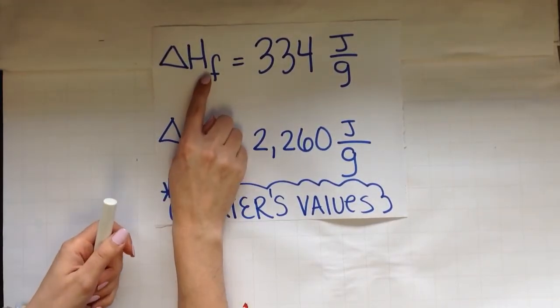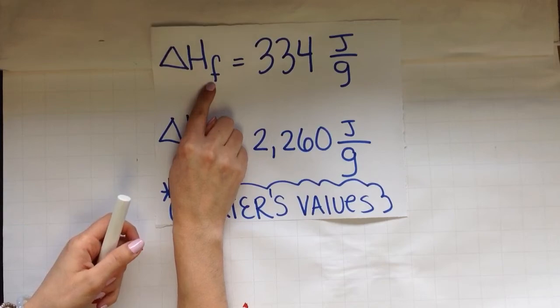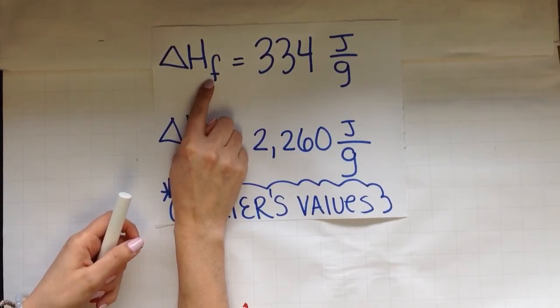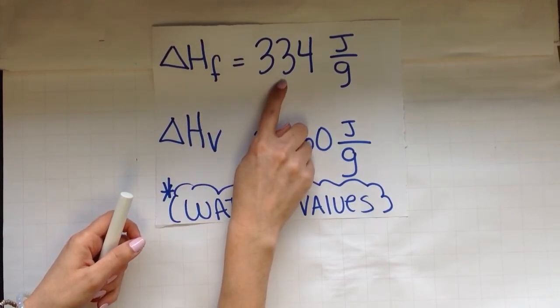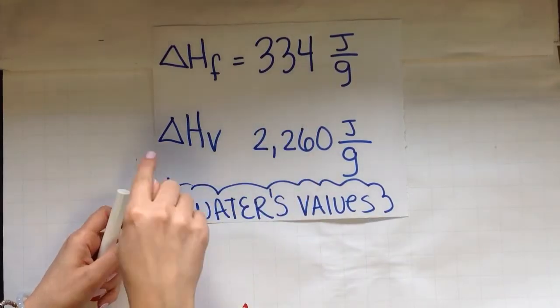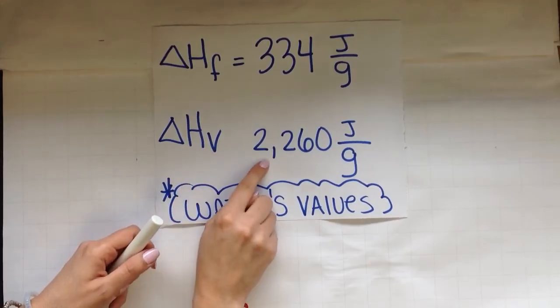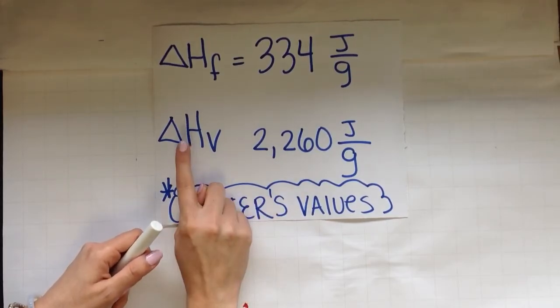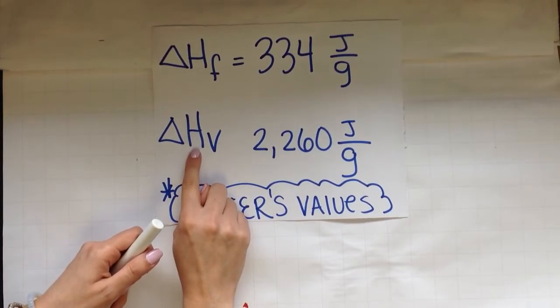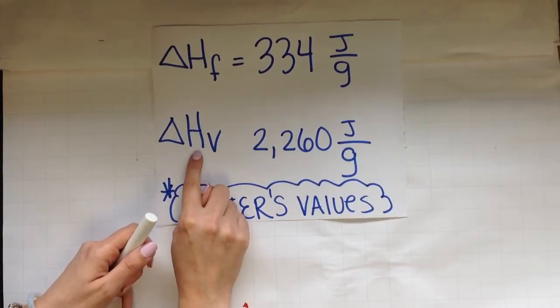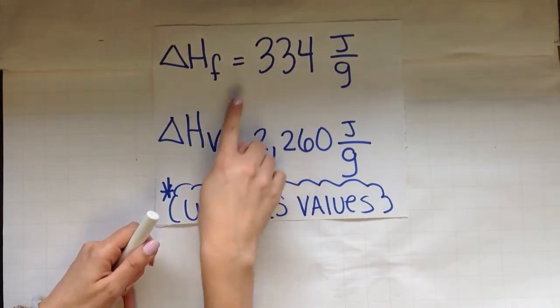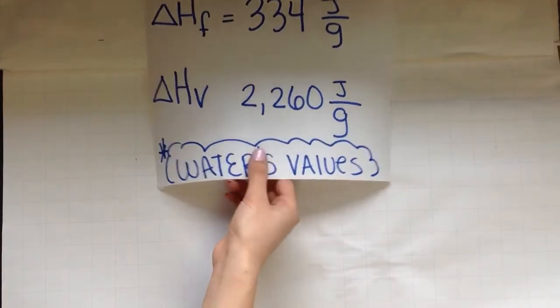The heat needed to, remember, fusion is melt or freeze. The heat needed to melt or freeze water is 334 joules per gram. The heat needed to vaporize or condense water is 2,260 joules per gram. If you notice, you need a lot more heat for vaporization. Why? You're breaking intermolecular forces. Here you're loosening them, here you're breaking them. Okay?